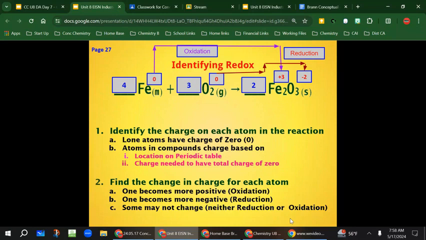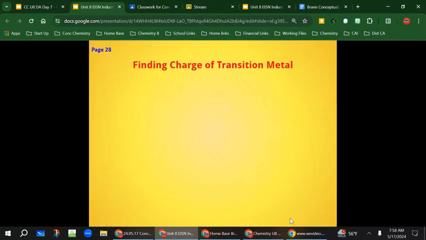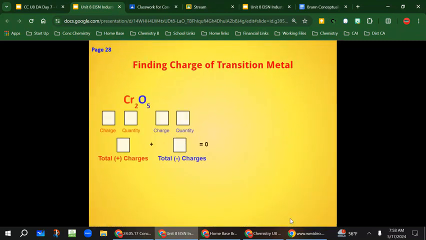Anybody remember? Sometimes you had to reduce them. So it isn't always as easy as just uncrossing them. It isn't always that easy. But there is a way we can find the charge on any transition metal.